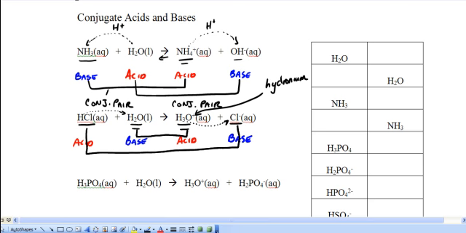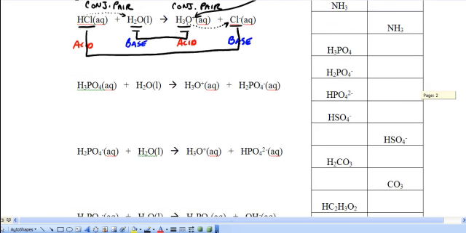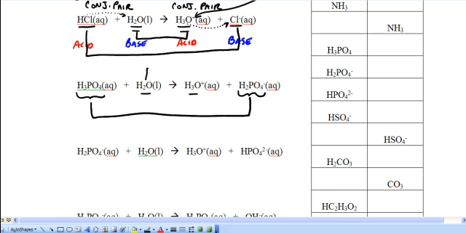So if we go down to the next example without drawing up where the hydrogens are going, let's see if we can identify our conjugate pairs. They are always different by just one hydrogen. So therefore, the H3PO4 is different from the H2PO4 minus by one hydrogen and one positive charge. So those two are conjugate pairs. Once again, the water and the hydronium are different by one hydrogen ion, so those are conjugate pairs.